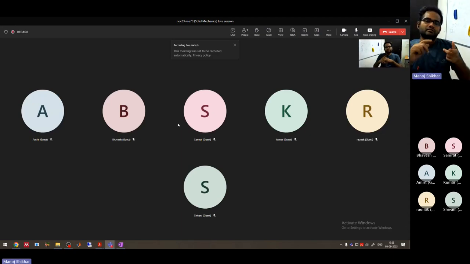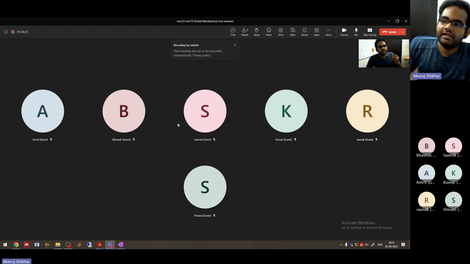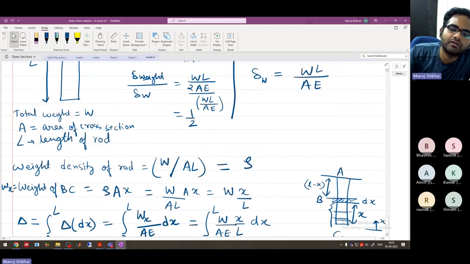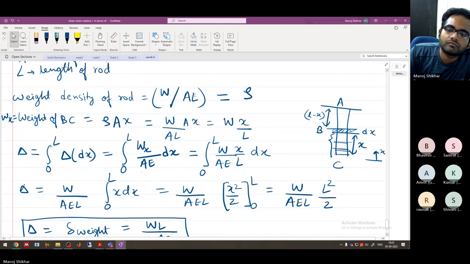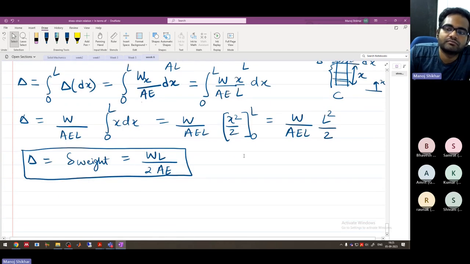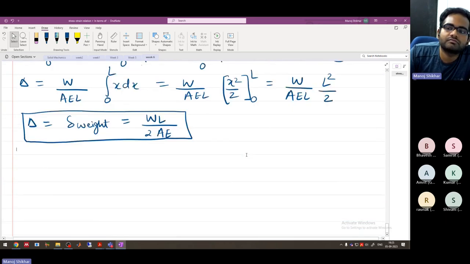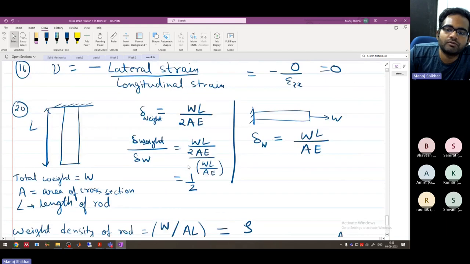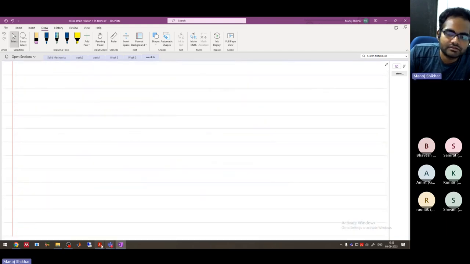I hope you have understood how to calculate the deflection due to self weight. What were the assumptions? The area of cross section was constant, and the length was capital L. If the area of cross section is not constant, you will have to replace AL, whatever I have used to find rho here, by the total volume of the rod. Here A will be a function of X and so on. You can look at some other standard books for different kinds of problems. Anyways, let's move on.